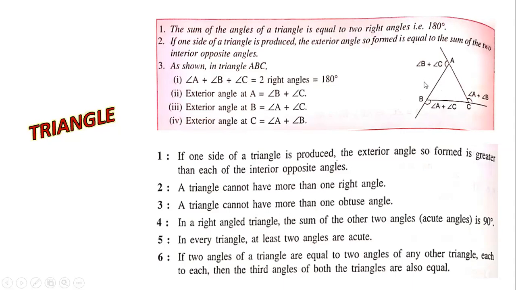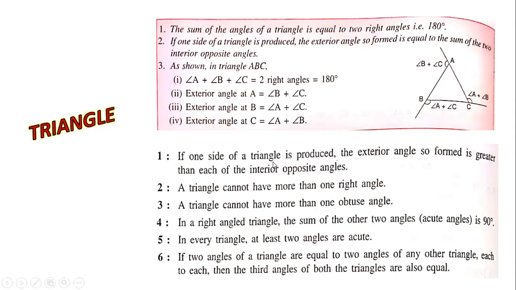Similarly for other sides also. This is shown to you that this is triangle ABC. Angle A plus angle B plus angle C is equal to two right angles, which is 180 degrees. Exterior angle A, exterior angle B, exterior angle C. Here are the values of those exterior angles. But always remember that exterior angle is equal to the sum of two opposite interior angles.